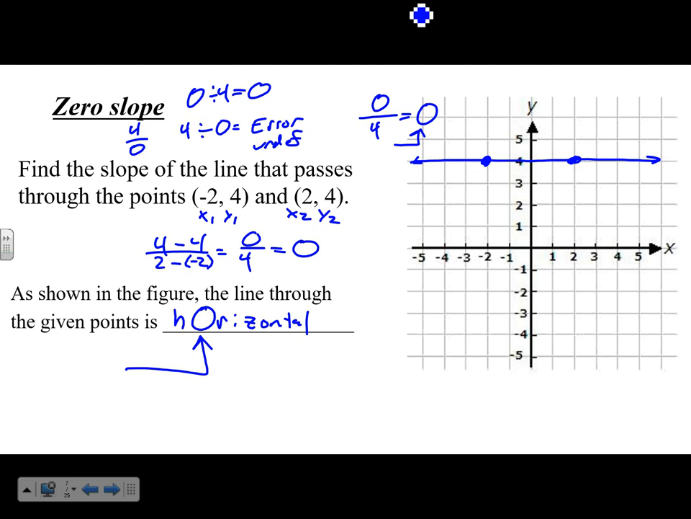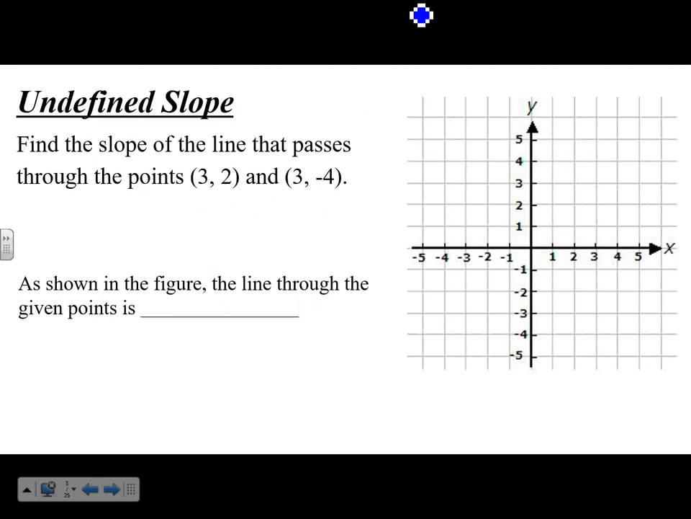You can always use your calculator to double check that. If 0 is in the numerator, the slope is 0. If it's in the denominator, it's undefined. So if it is a 0 slope, it is horizontal. Undefined slope. So now we have 3, 2, 3, negative 4. So I have this line here. Sorry, I kind of missed it down here a little bit. Actually, I'll just redo this.